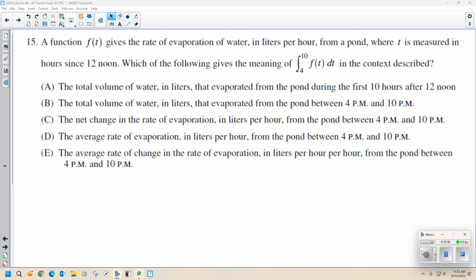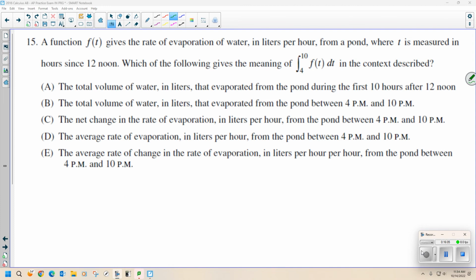And almost right on cue, we have problem 15. The function f of t gives the rate of evaporation of water in liters per hour. We were just talking about some sort of measurement per time. From a pond where t is measured in hours since noon, which of the following gives the meaning of the integral from 4 to 10 of f of t in the context described?